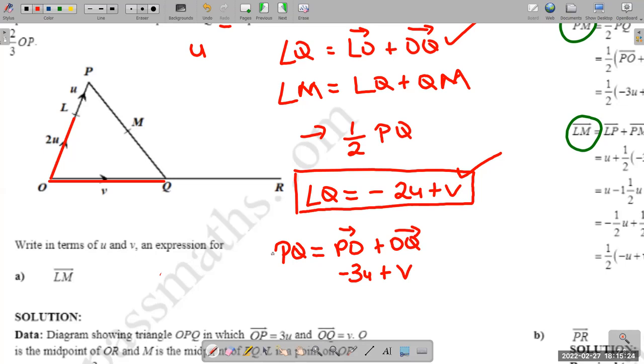No, this is the tricky part. I want to ask you guys something. This is PQ, right? Right or wrong? This is PQ, isn't it? Should I find half of PQ or should I find half of QP? Let me see if we really understand the concepts and the directions. Check it out. Or does it even matter? Do you think it matters?